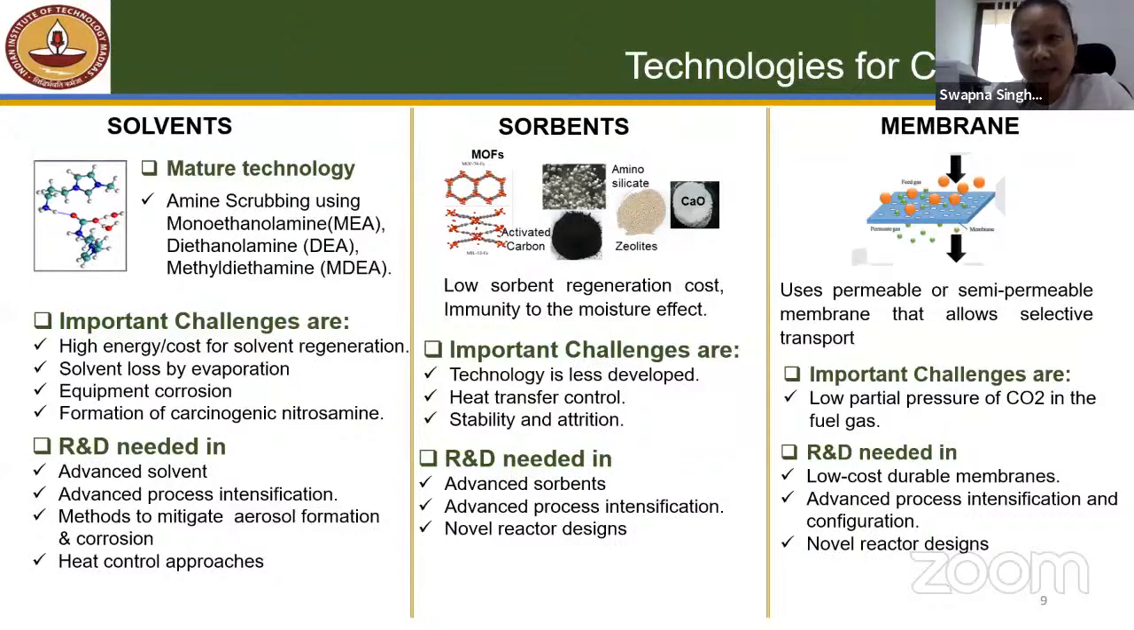The main important R&D needed in these systems are advanced solvent materials, which can be regenerated with less energy, advanced process intensification, how we can intensify the process, and also methods to mitigate aerosol formation and corrosion, and also heat control, which is another R&D area for the solvent-based absorption system. And another is the sorbent-based carbon capture technology, which is called adsorption. Here the advantages are low sorbent regeneration cost and immunity to the moisture effect.